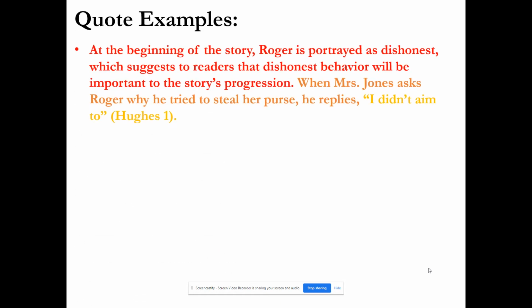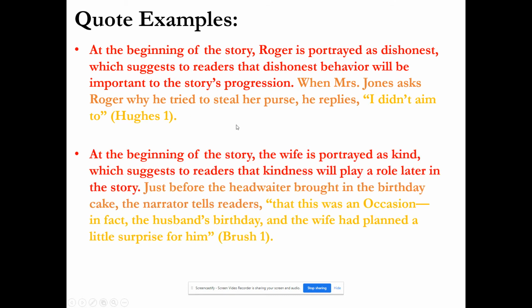So the quote examples are exactly the same as the context examples, except I added the quotes. So when Mrs. Jones asks Roger why he tried to steal her purse, he replies, "I didn't aim to," and then the correct citation with the period at the end. Same thing here. Just before the head waiter brought in the birthday cake, the narrator tells readers that this was an occasion, in fact, the husband's birthday, and the wife had planned a little surprise for him. Citation, period.